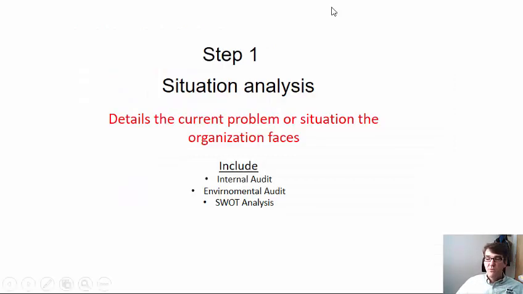The first step is to do the situation analysis. The situation analysis details the current problem or situation the organization faces. Every organization faces a situation. Most organizations have challenges that lie in front of them. Things that you would include in this: you would do an internal audit, see what's going on with your organization. You could do an internal audit specifically with regard to social media.